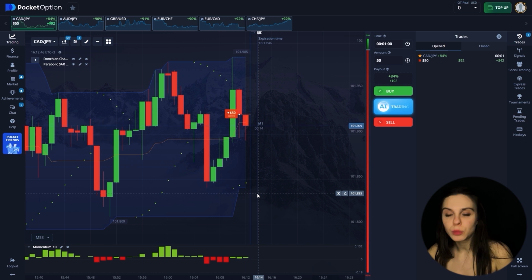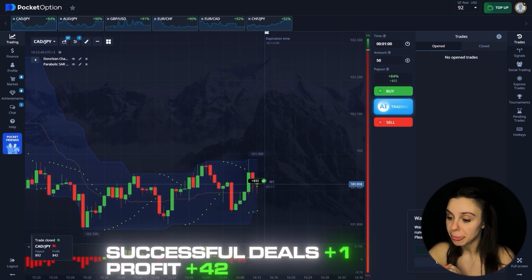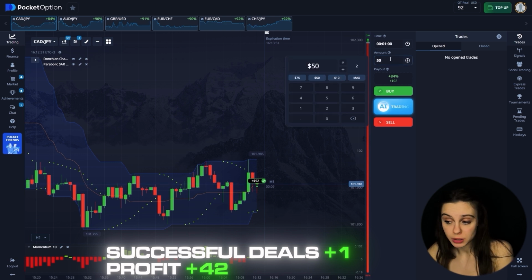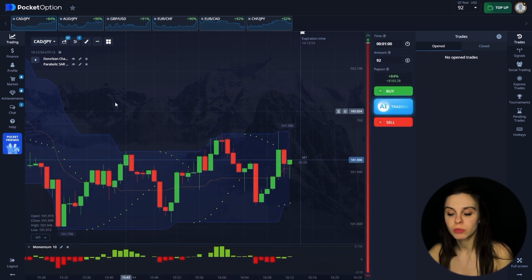Always look at the volume of the candles, guys. Yeah, the transaction closed in plus, as I assumed. A fairly simple deal. Actually, we will increase the amount of the transaction and move to the next one.